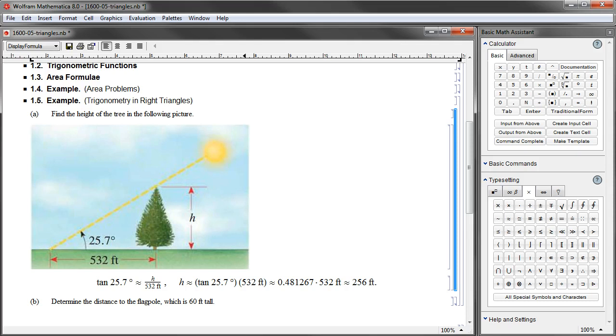And the right triangle has one angle 25.7 degrees, and the adjacent side, the horizontal, is 532 feet. Height is unknown, but we can find it using a trigonometric function, the tangent function in this particular case.